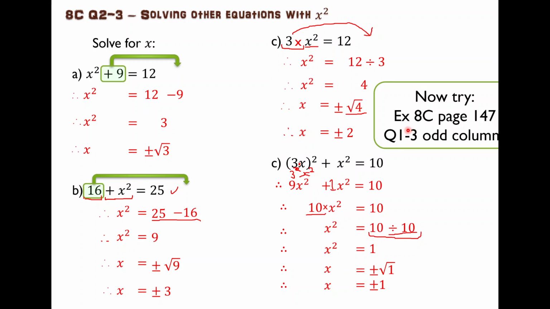And if you want to tackle these and get some more practice, 8C questions, especially questions 2 and 3, are like these. So 8C, questions 2 and 3.